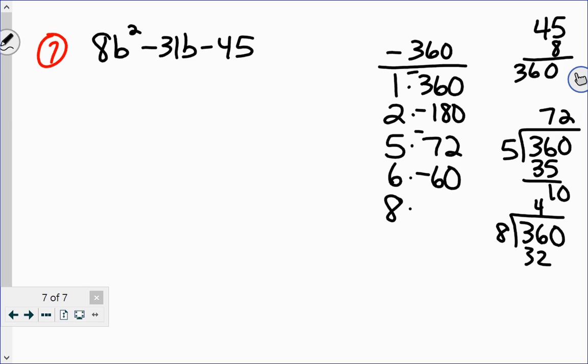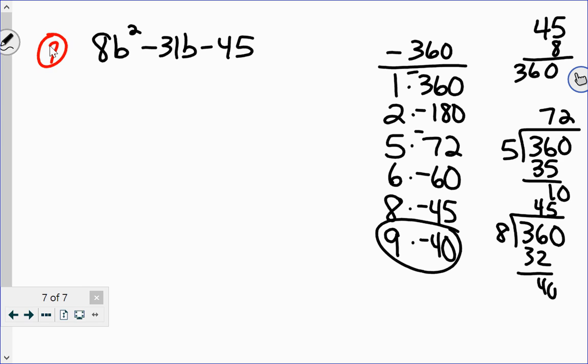So let's try 9. 9 times negative 40. Oh, and there we go. There's negative 31. So you can skip around a little bit, but don't just randomly skip. Still try to go in some sort of order. Otherwise, you're probably going to miss the one that you needed.